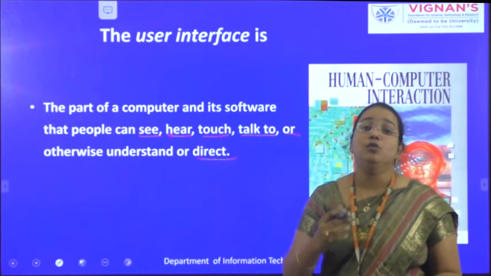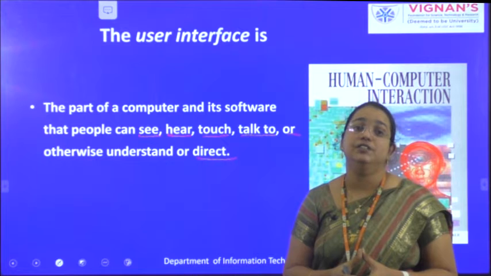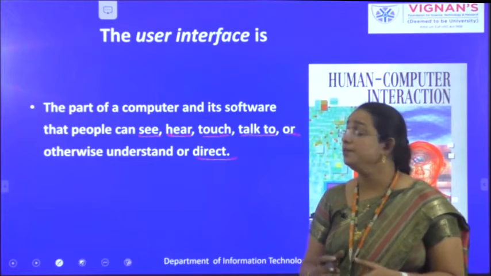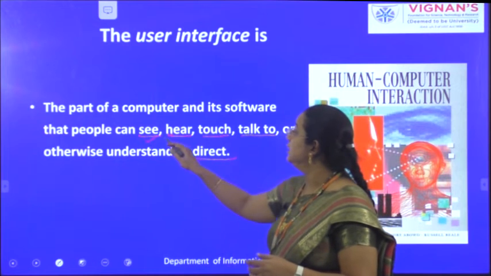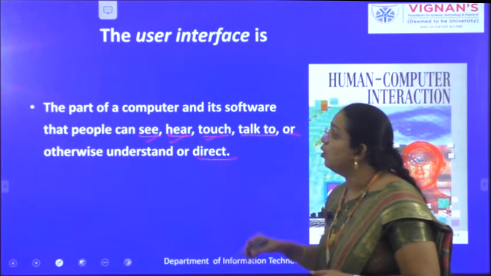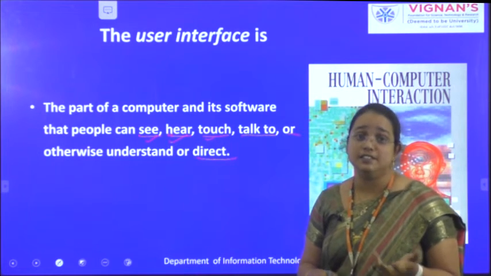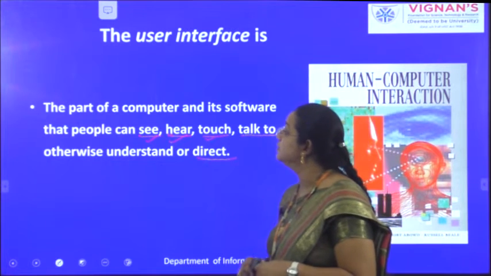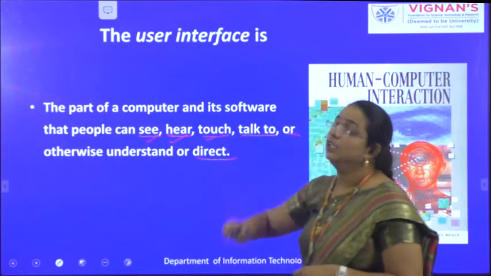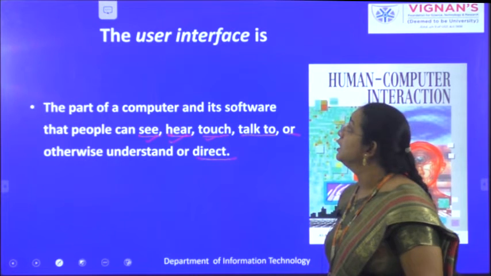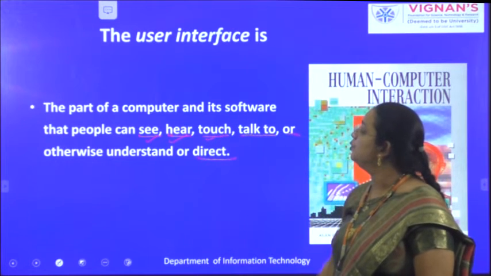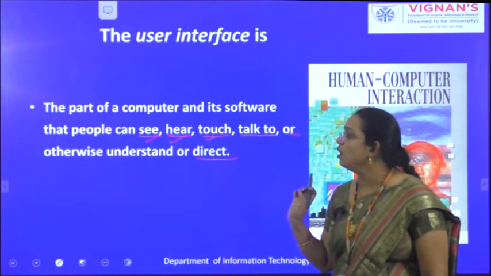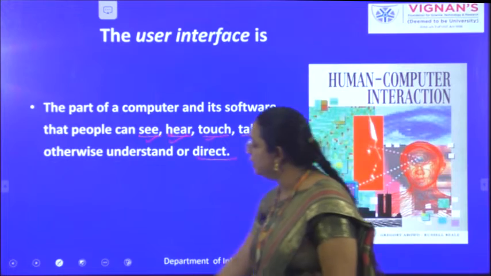We are going to communicate with the computer with all our senses through the user interface: see, touch, hear and talk. These are called the senses. Just like a human, a computer also has some senses that we can recognize through the user interface. The user interface is the part of a computer and its software that people can see, hear, touch, talk to or otherwise understand and direct.